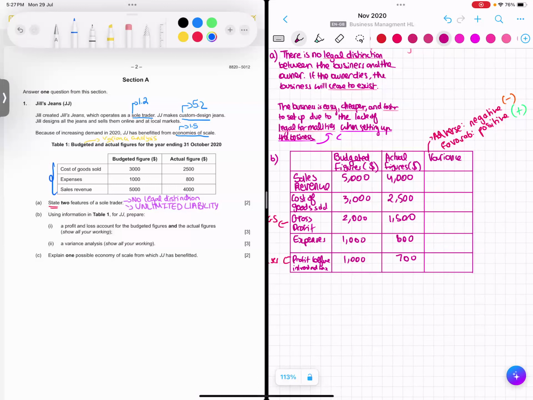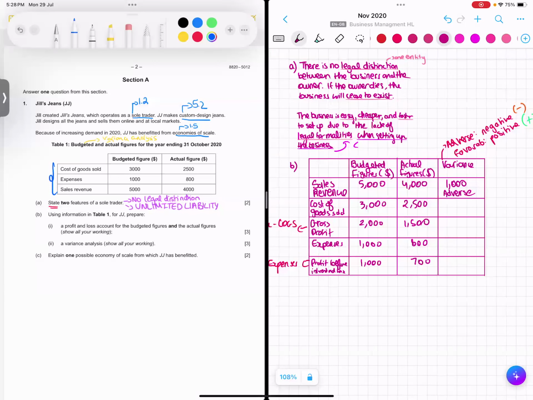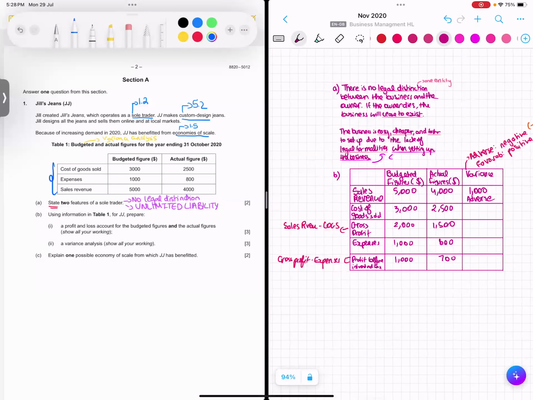So sales revenue. Basically, 5,000 is greater than 4,000. This is something bad for the business. So the difference is 1,000. So first we have to just see the difference. What's the difference? The difference is 1,000. But this is something that's actually adverse for the business. Adverse. Why is it adverse? Because the business made less sales revenue than expected. So this is gonna lead to less profit.